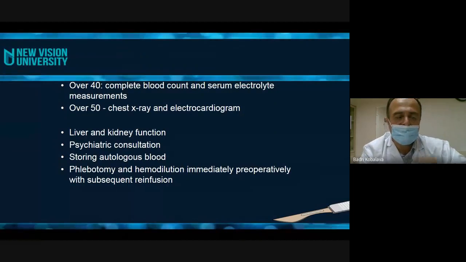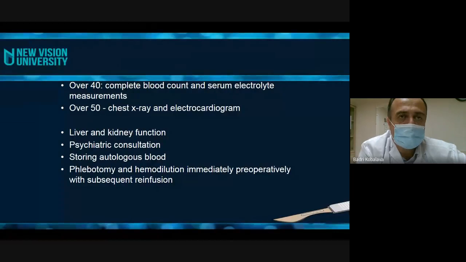Besides the routine examination, it's necessary to make a complete blood count and serum electrolyte measurement for the patient over 40. And for the patient over 50, a chest X-ray, non-contrast investigation, just anterior-posterior X-ray, and an electrocardiogram are necessary, because the likelihood of diseases of the respiratory system and diseases of the cardiovascular system rises over 50 years of age.